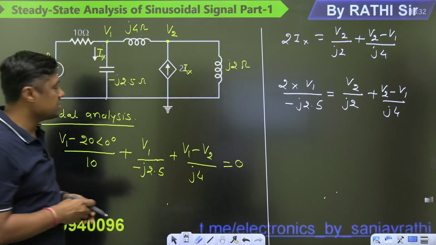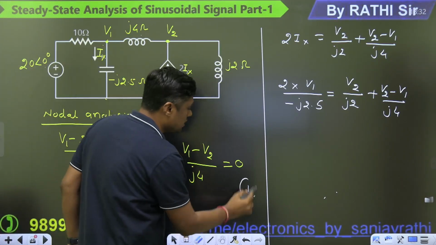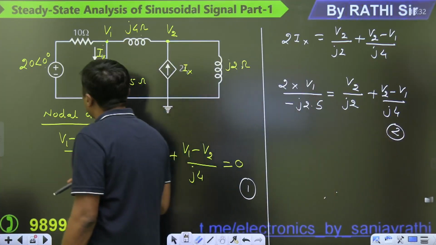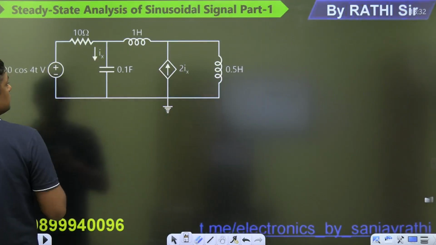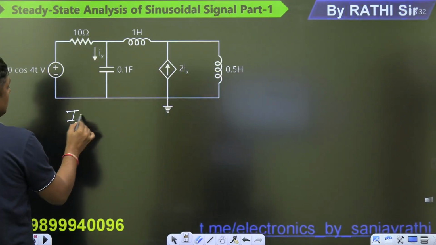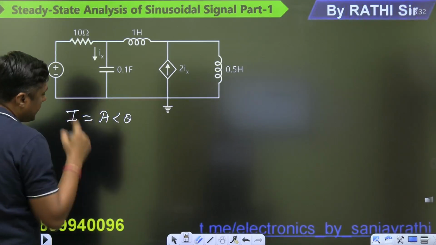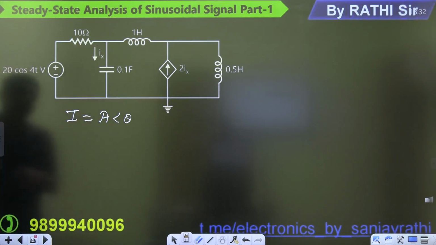This is the first equation, and that is the second equation. Suppose you are going to get the answer in this form. For example, you are getting I equal to A angle theta, where A is the amplitude and theta is the angle.